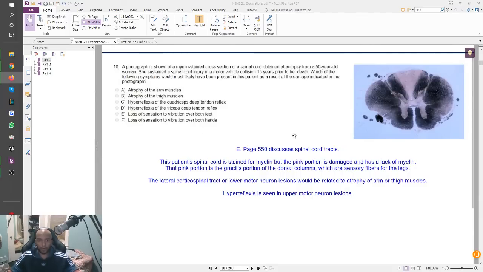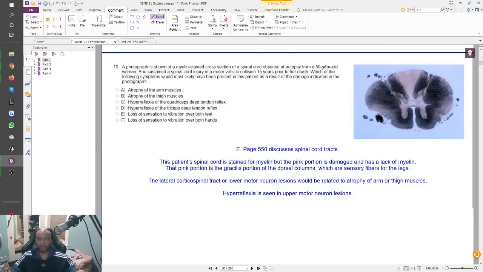Now, the correct answer here was E, loss of sensation to vibration over both feet. But how would you figure out where is the damage here? Well, remember, they told you that this is a myelin-stained cross-section, right? Myelin-stained cross-section. This was a very easy question. They didn't want to pick on anything intense.